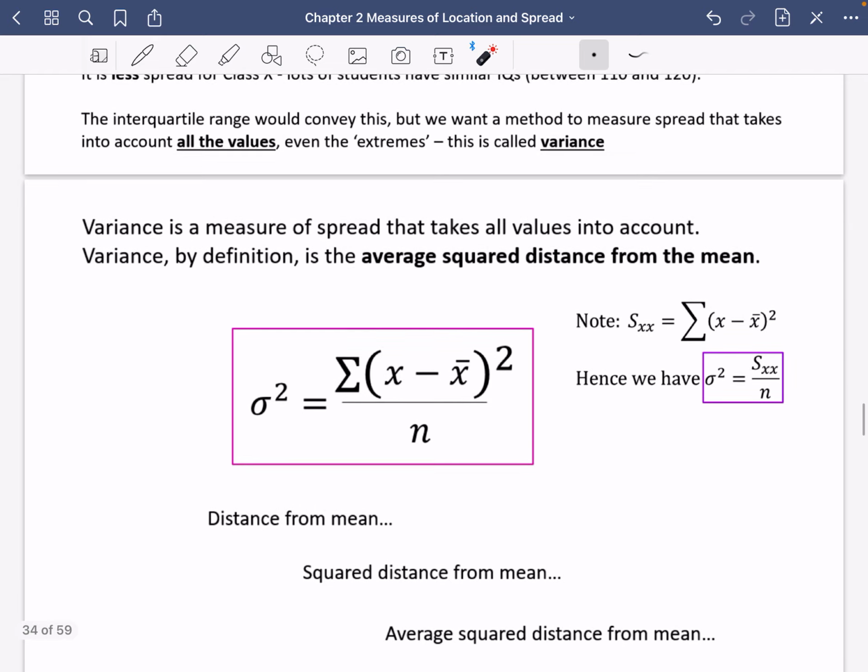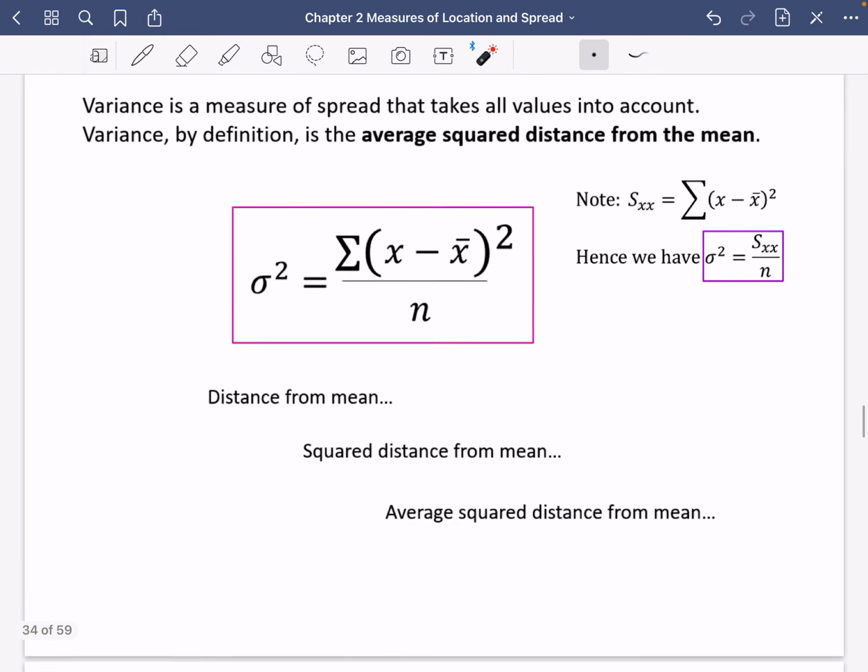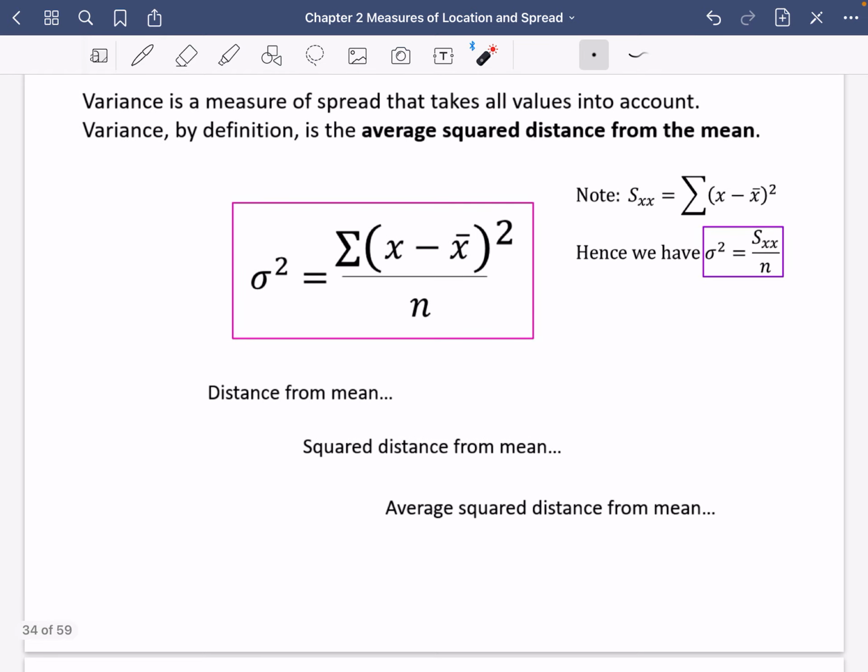So let's have a look at this. Variance is a measure of spread that takes all values into account. Variance, by definition, is the average squared distance from the mean. Okay, let's see if we can break down what that means, the average squared distance from the mean. We'll have a look at this in just a second.